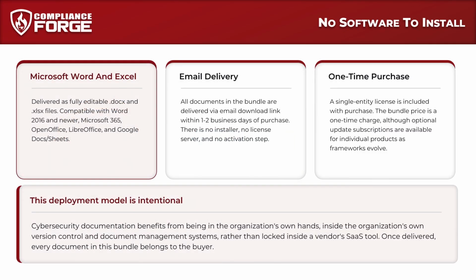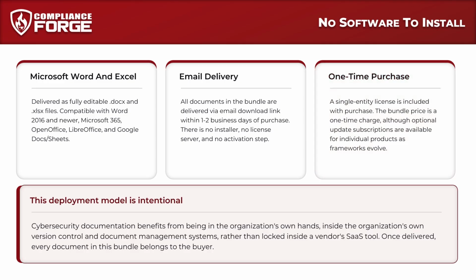Everything is delivered as fully editable Word and Excel files, compatible with Word 2016 and newer, Microsoft 365, OpenOffice, LibreOffice, and Google Docs and Sheets. All documents in the bundle are delivered via email download link within 1 to 2 business days of purchase. There is no installer, no license server, and no activation step. And it is a one-time purchase. A single entity license is included, and the bundle price is a one-time charge, although optional update subscriptions are available for individual products, as frameworks evolve.